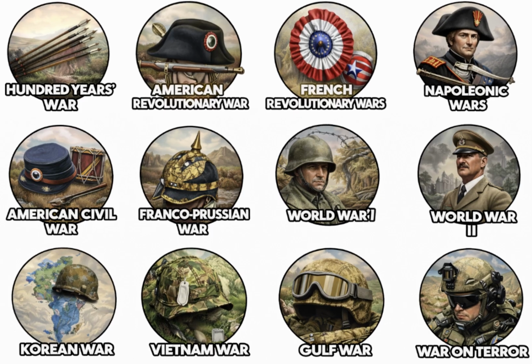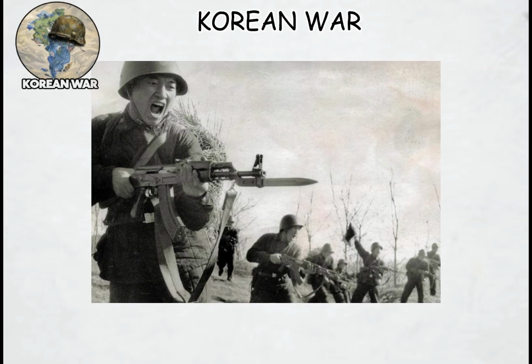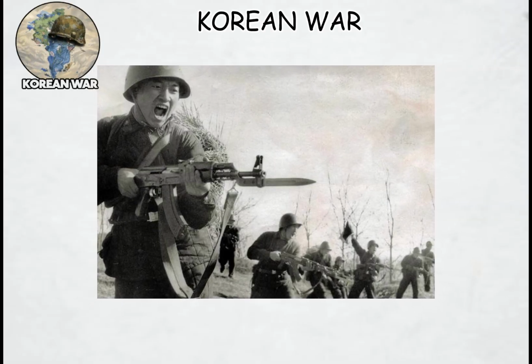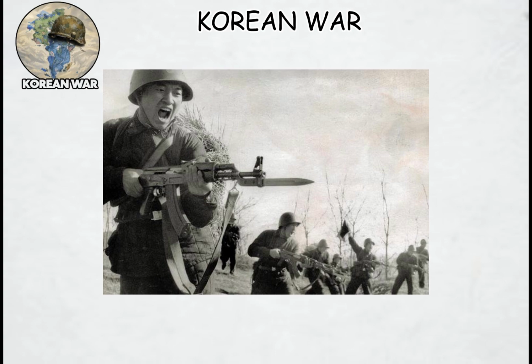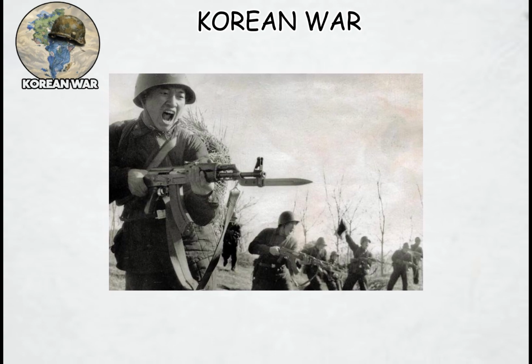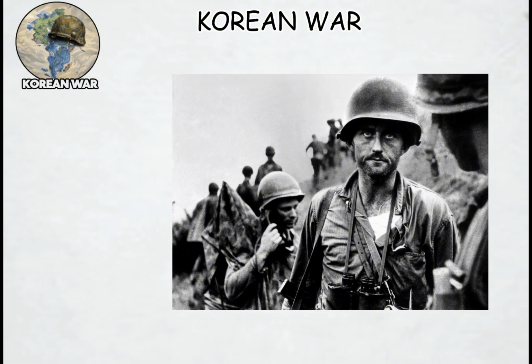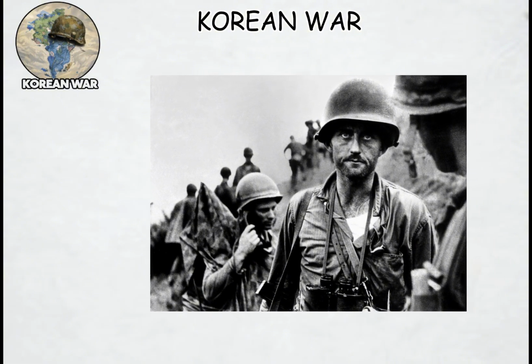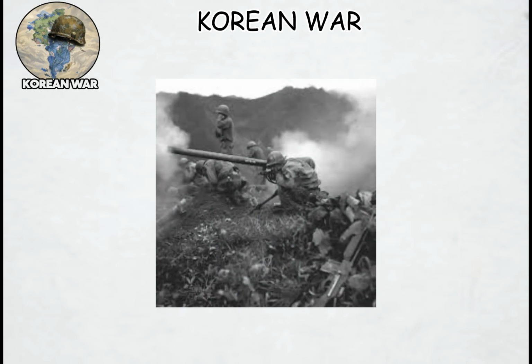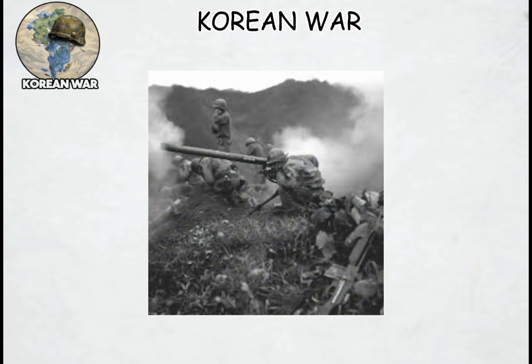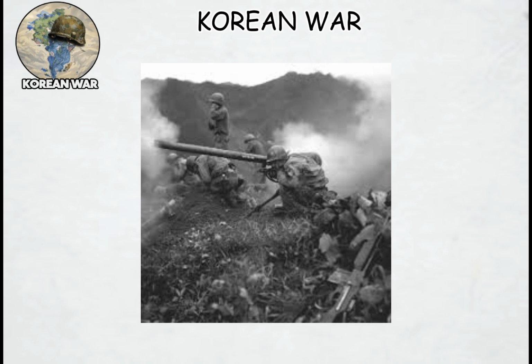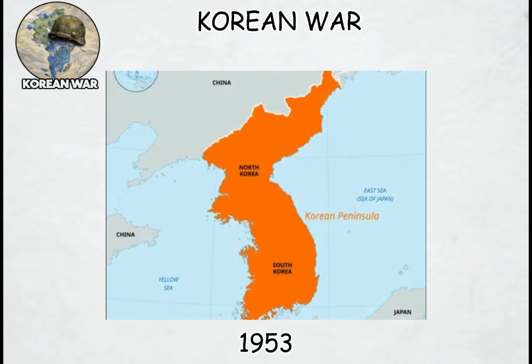Korean War. The Korean War began in 1950 when North Korea invaded South Korea in an attempt to unify the peninsula under communist rule. The United Nations, led mainly by the United States, intervened to defend South Korea while China supported the North. The war saw rapid advances and retreats before settling into a stalemate. It ended with an armistice in 1953, leaving Korea divided.